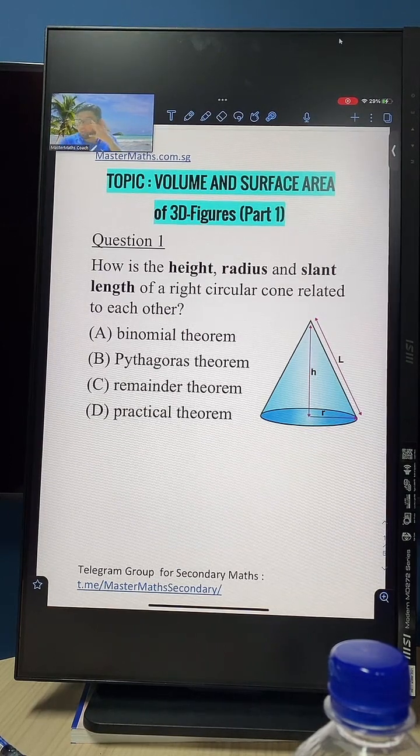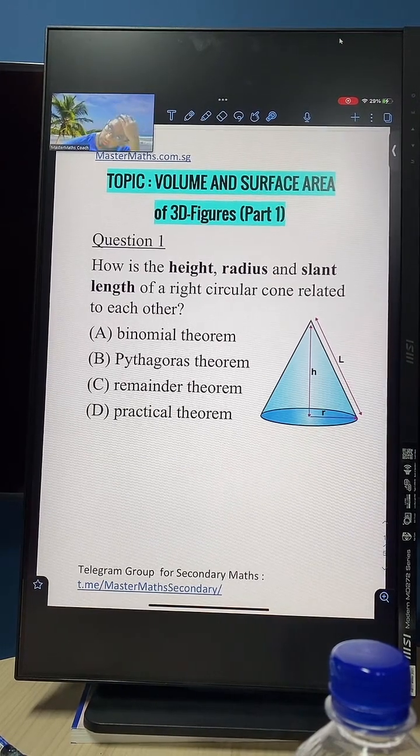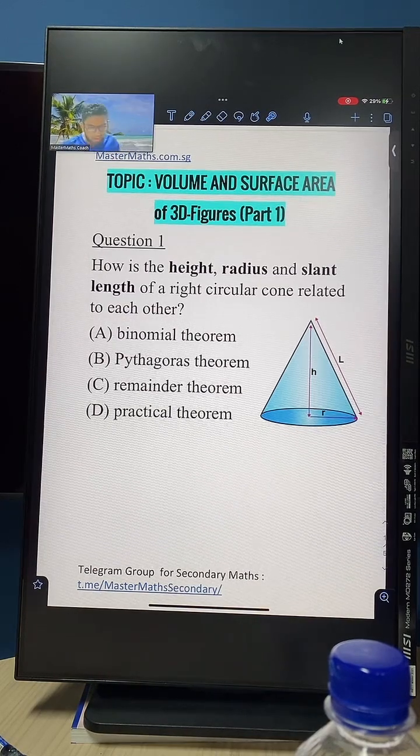Is it A, binomial theorem? Is it B, Pythagoras' theorem? Is it C, remainder theorem? Or is it D, practical theorem? What will be your answer, guys, for this particular question? Which one is it? A, B, C, D? Haziq says B. Okay, Pugasini says B as well. Now, the rest of you at home, what will be your answer for this particular question? First warm-up question for today.